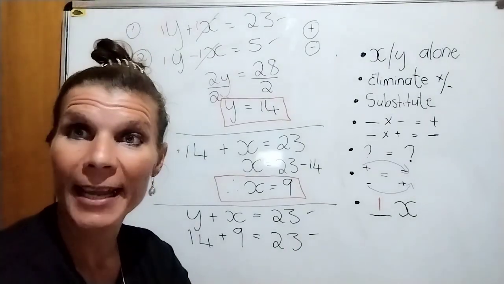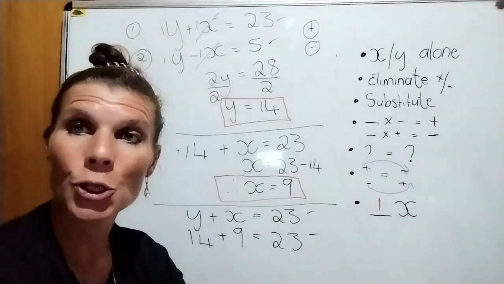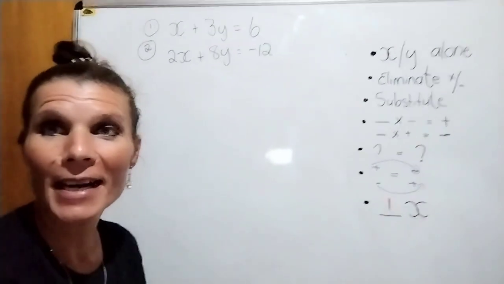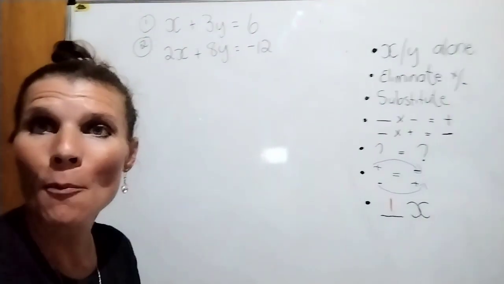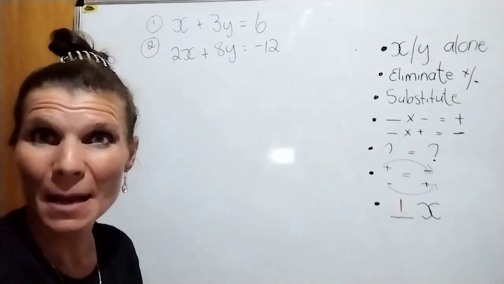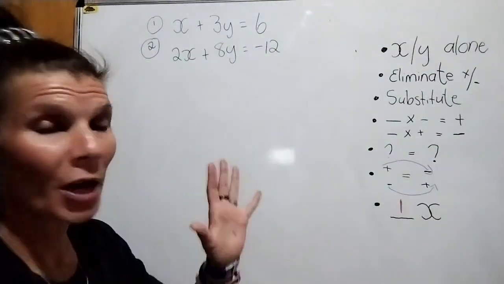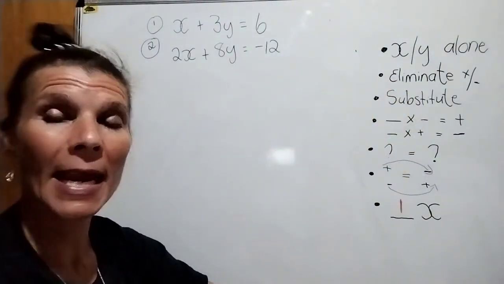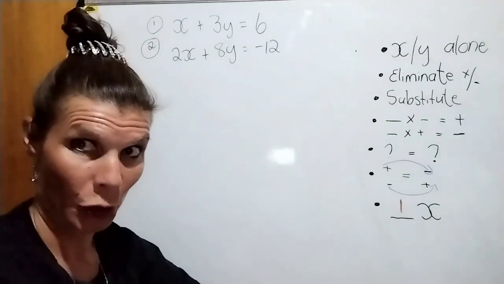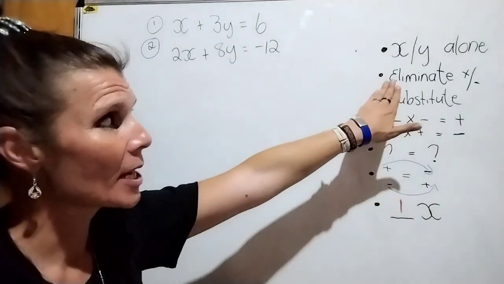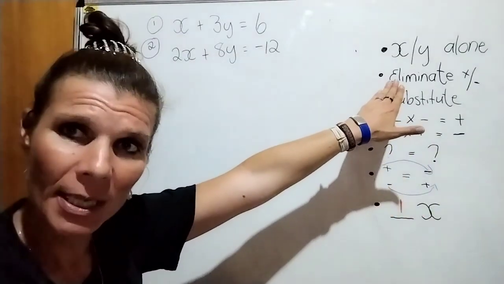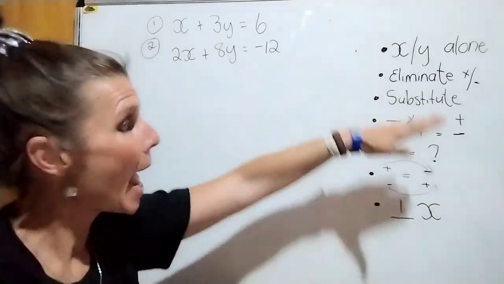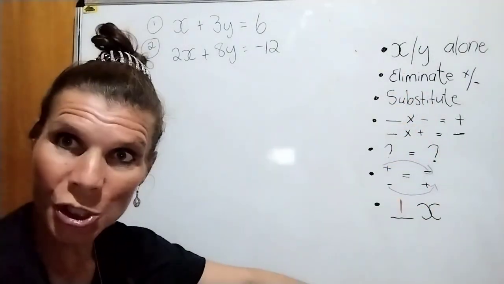Now, next up, we're going to take a quick look at how we do substitution. Right, now we're going to use a more difficult method, substitution. What do I need to know? Number 1, I need to get my x or my y alone. I'm not going to use my method of elimination. I'm going to use my method of substitution, and then all my rules.